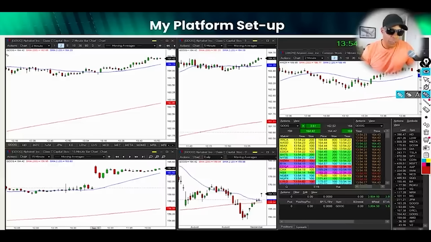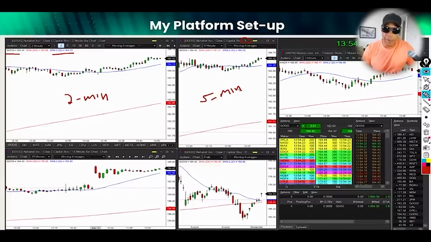So I want you to look. We're looking at Google. This is a 2-minute chart of Google. This is the 5-minute chart of Google, right? And you can't see it there so much, but this is the 5-minute. I have them side by side. This side by side nature is important to me.